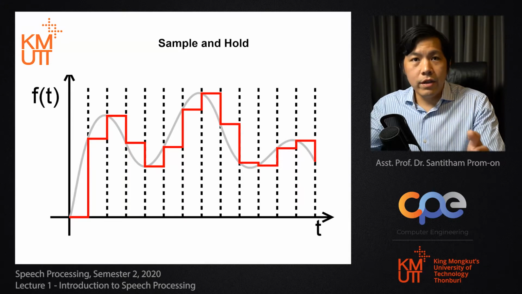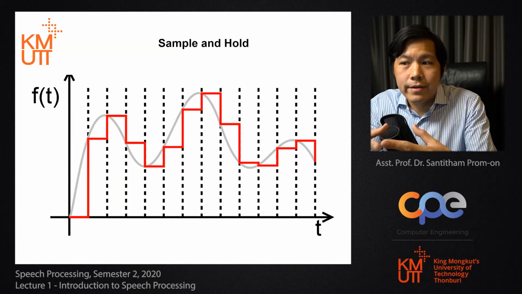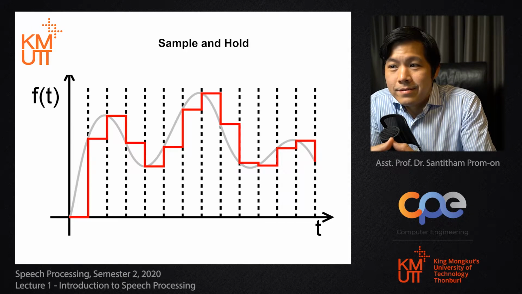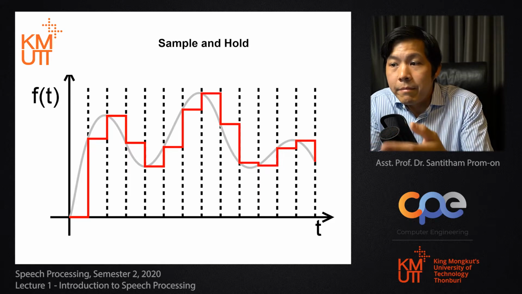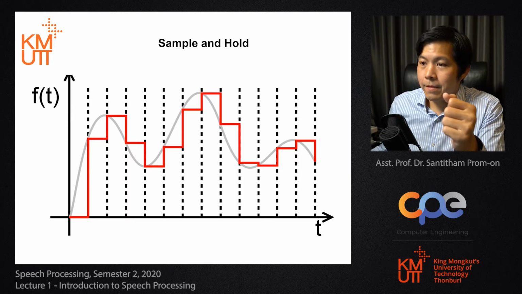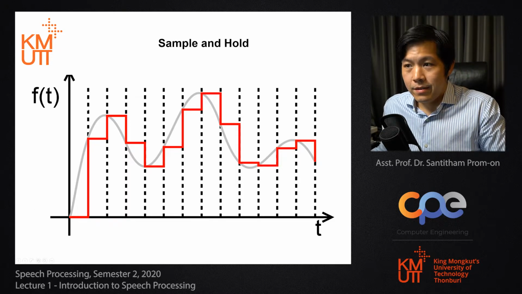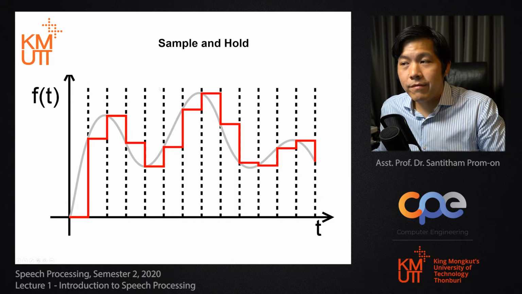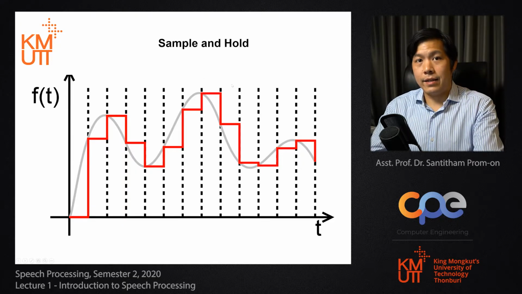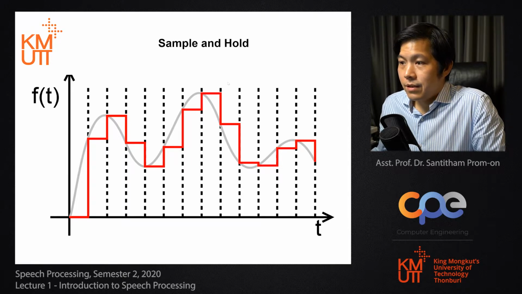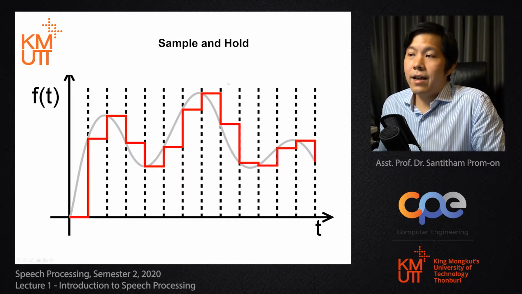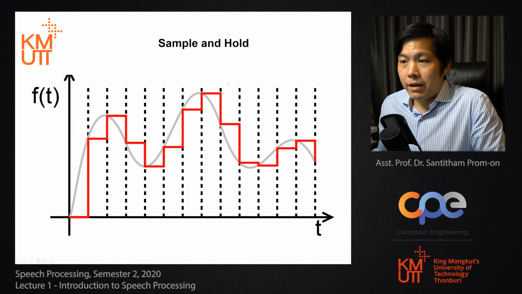Okay, so what does it mean by having a higher sampling rate? Can you tell me what would happen if we were to increase the sampling rate, the number of points to sample and hold for this signal? What will happen? We will have... well, you can answer in Thai because some of you are from the Thai section. We will have a more accurate analog, smoother, and closer to the original.